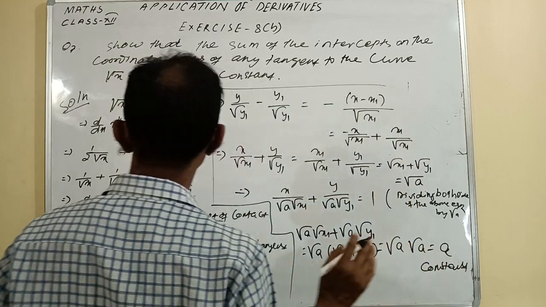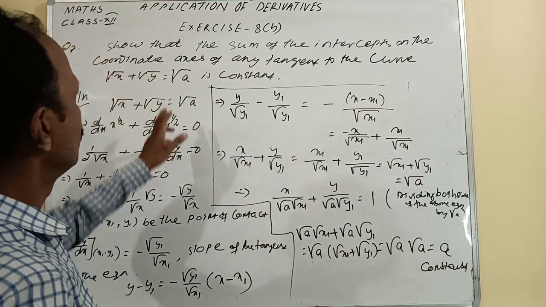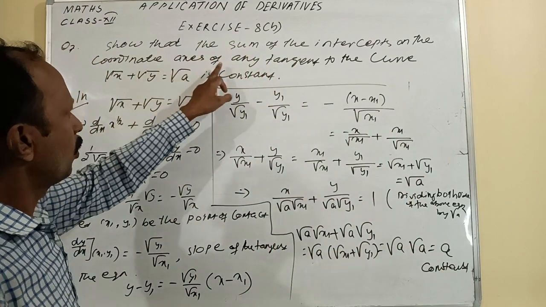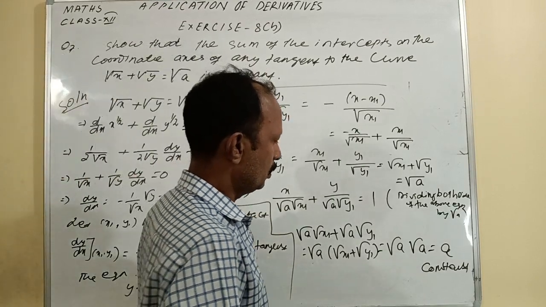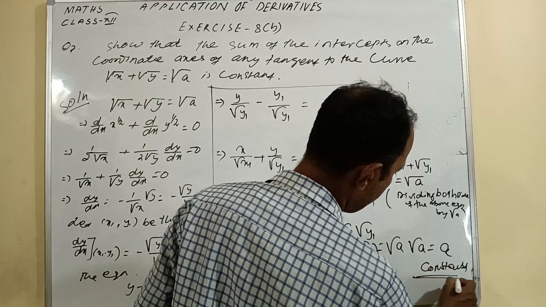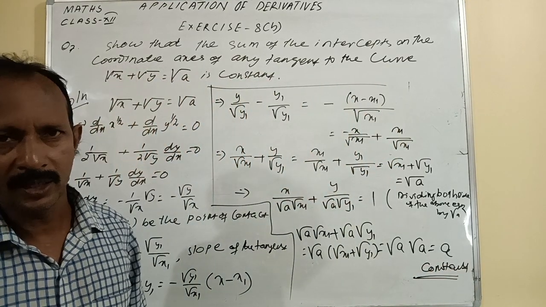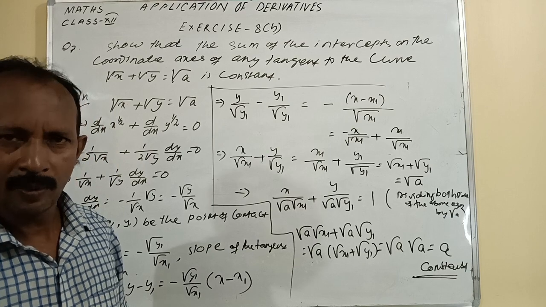Then our duty was to prove that the sum of the intercepts on the coordinate axis of any tangent to the curve is constant. So now we got the constant. This is proved.